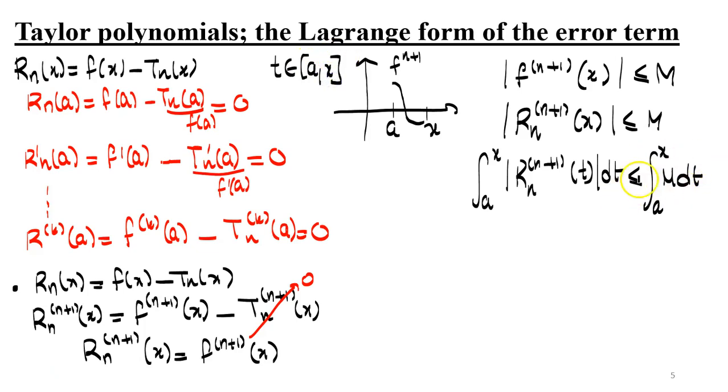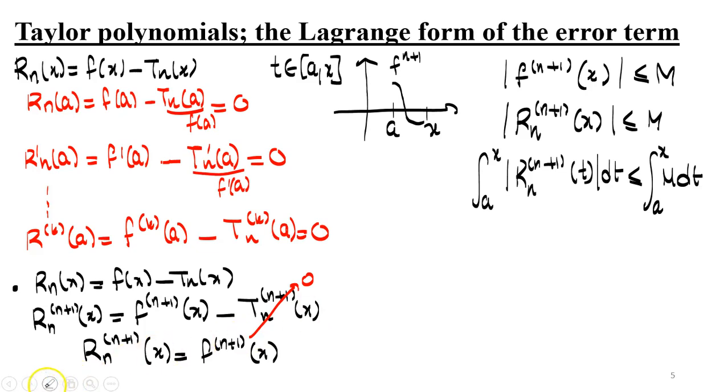Now the integral on the right-hand side of the inequality is easy to determine. However, looking at the integral on the left-hand side, I have the integral of the absolute value of the derivative of order n plus 1 of R.